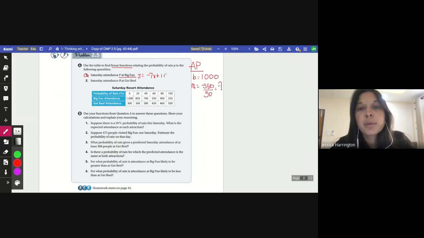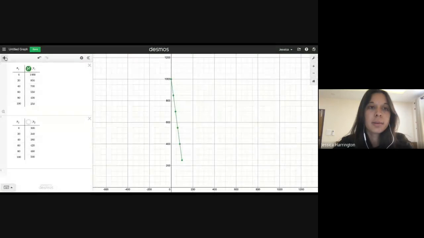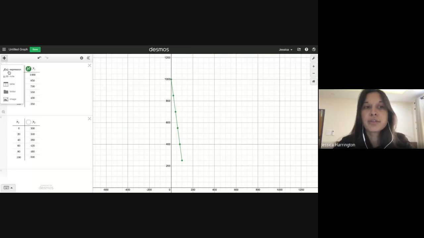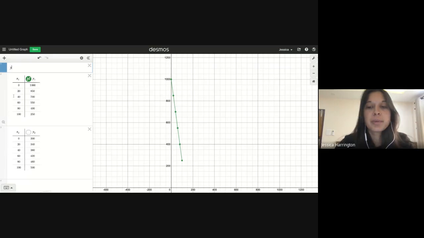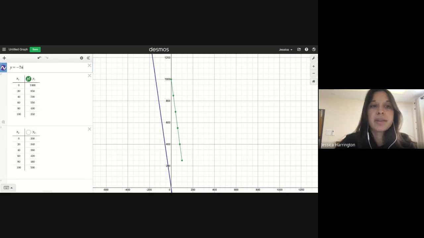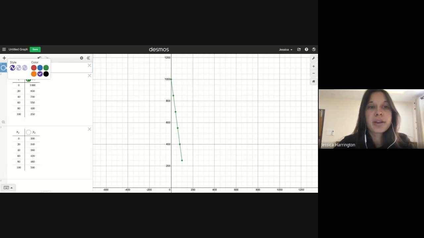And here's the really cool thing now that we are using Desmos. Let's come back over to Desmos and turn that on. I'm going to turn this one off so it doesn't confuse us. Then I'm going to hit plus, and go to function or f of x expression. Now I'm going to type y equals negative 7x plus 1,000. I'm going to turn this green so it matches our points. If you long press on it, I can say color green, and then turn it on. So look at that. And I'm going to turn this off so it's just points, and the line off.